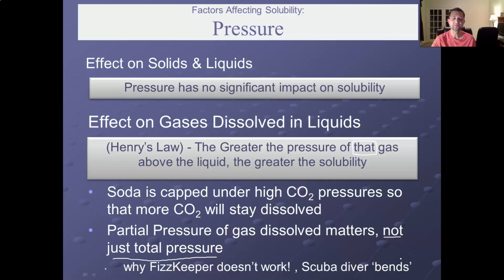As you surface and the pressure decreases, the gas can escape easier, and it can be very uncomfortable and very painful for scuba divers when that nitrogen gas starts to leave their blood too quickly. Okay.